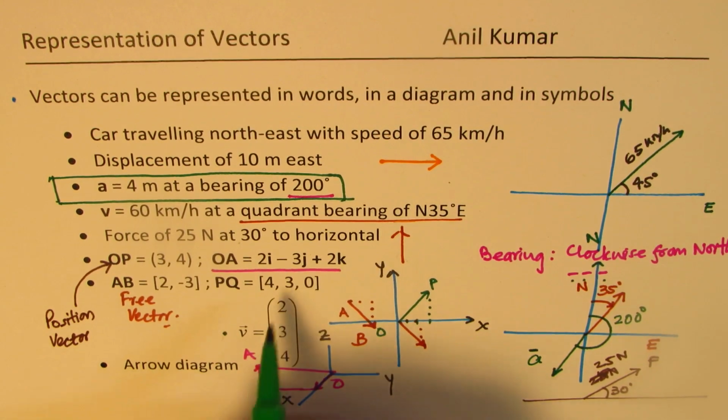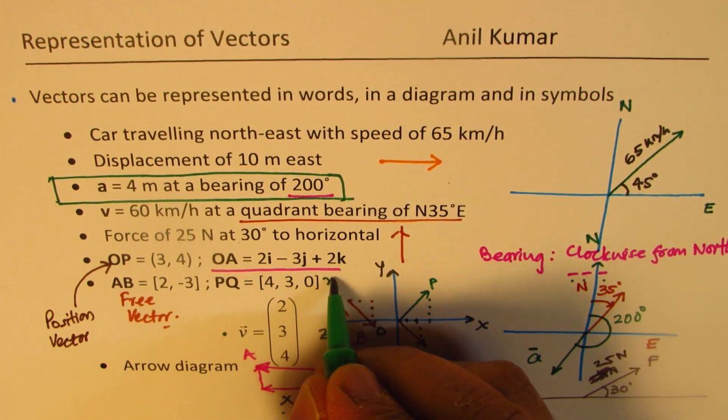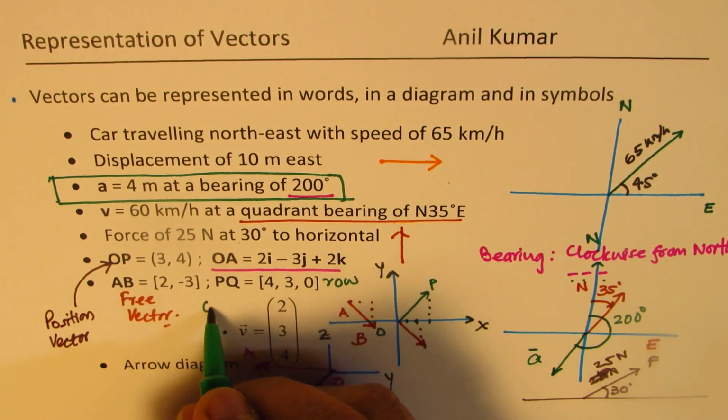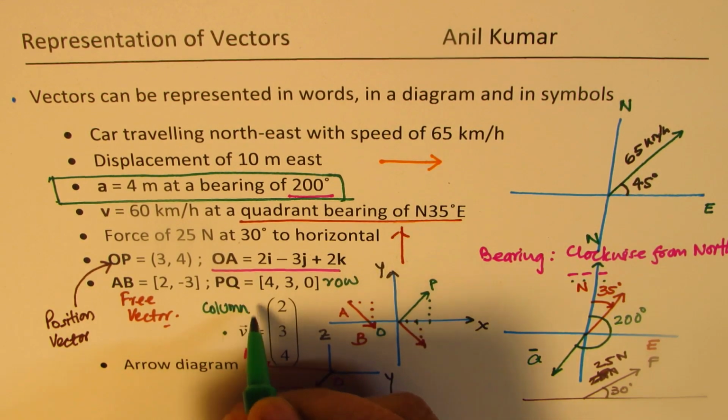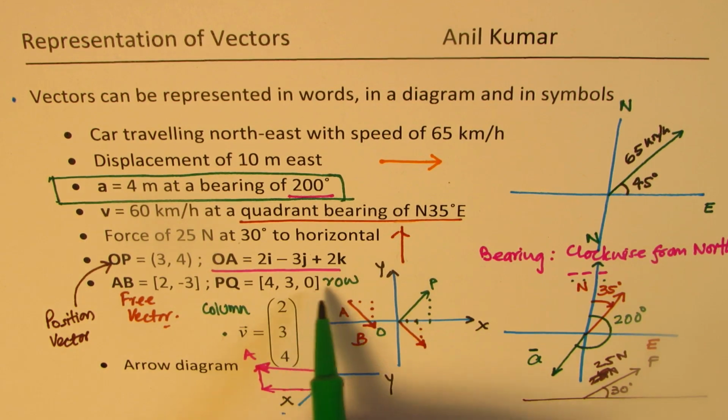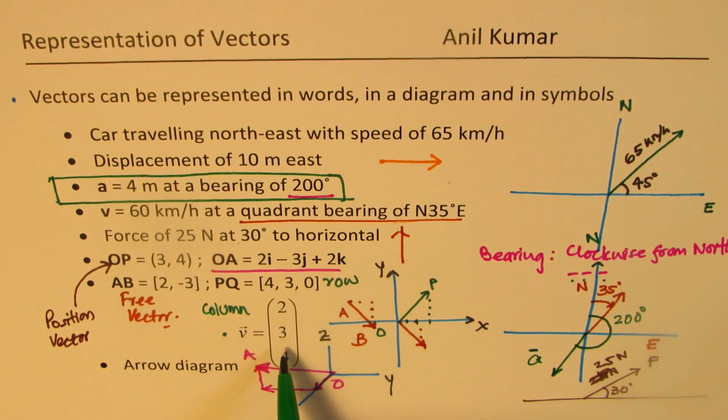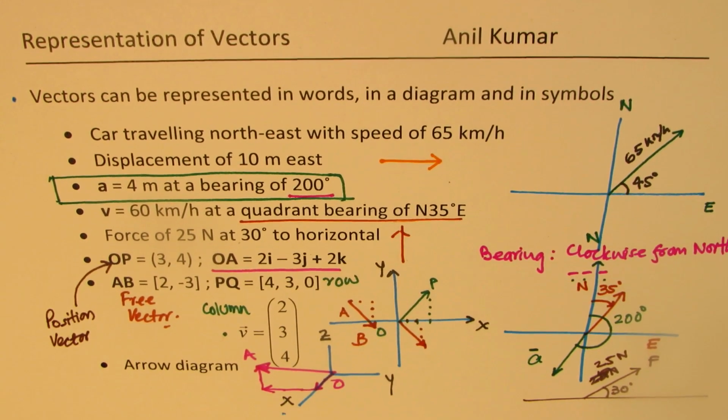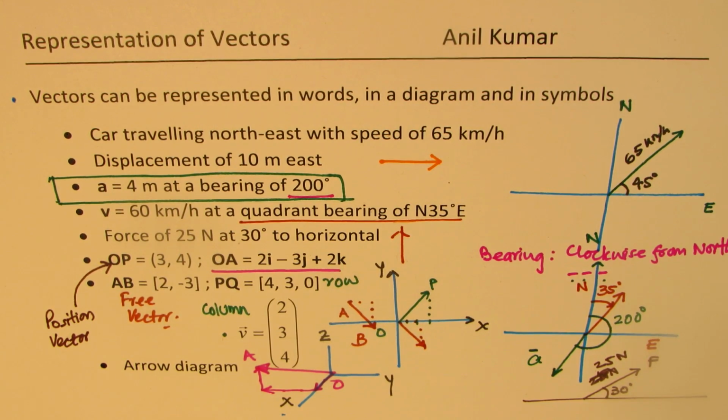Now, PQ and V, we have shown in 2 different forms. This is like a row, right? And that is a column. So vectors are also represented in rows and columns, and in this form, we normally use them in matrices and in solving simultaneous equations, for example, right? So especially in the column form, we use vectors a lot of times in doing operations with vectors.